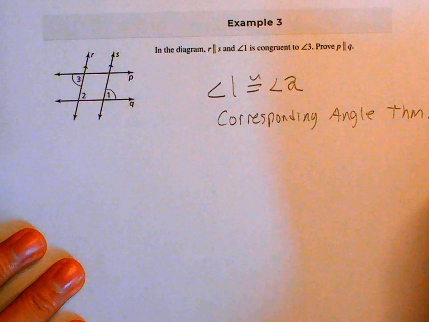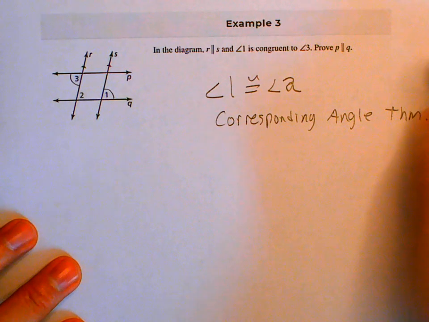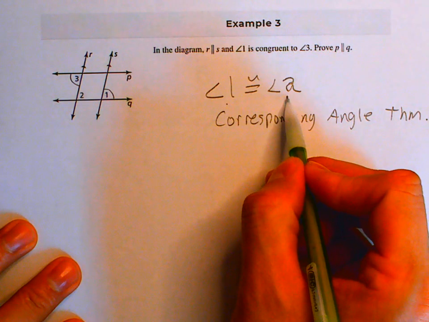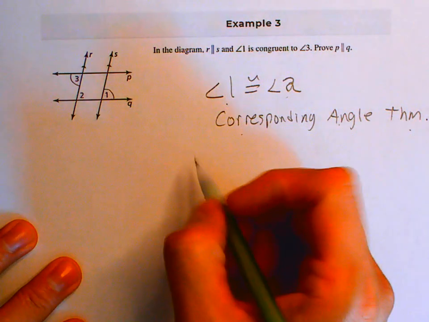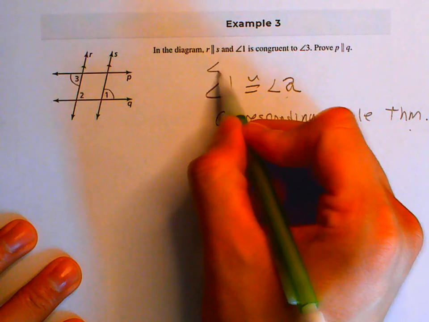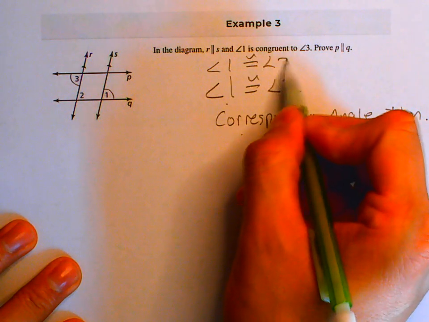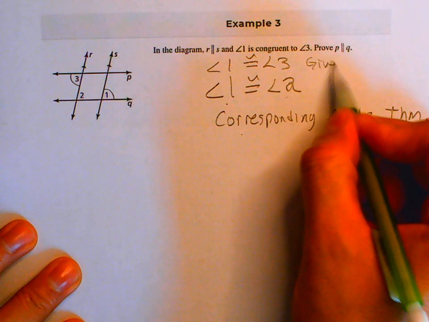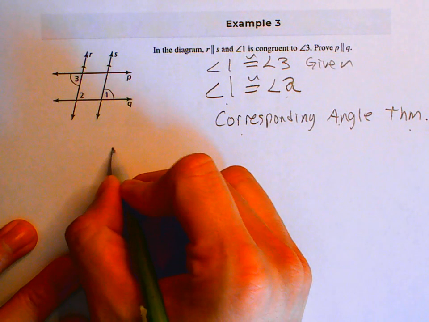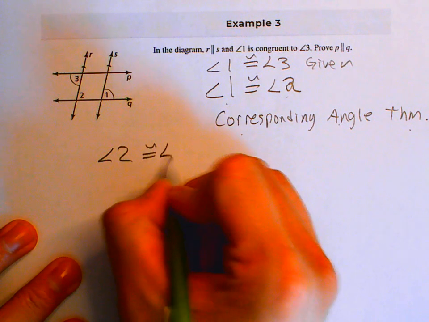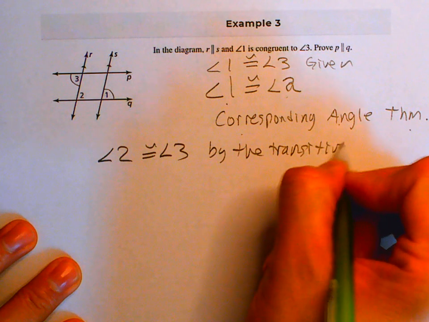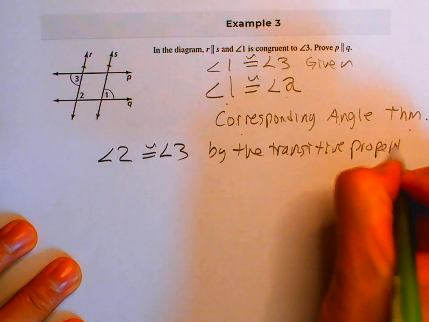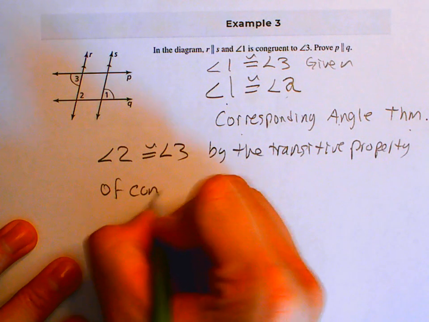Now, I just realized this actually needs to be a proof, but we're not going to do a 2-column proof, just a paragraph proof. So angle 1 and 2, they're corresponding angles, and they're congruent. Now, we also knew that angle 1 is congruent to angle 3. That was given. So by the transitive property, we can state that angle 2 is congruent to angle 3 by the transitive property of congruence.